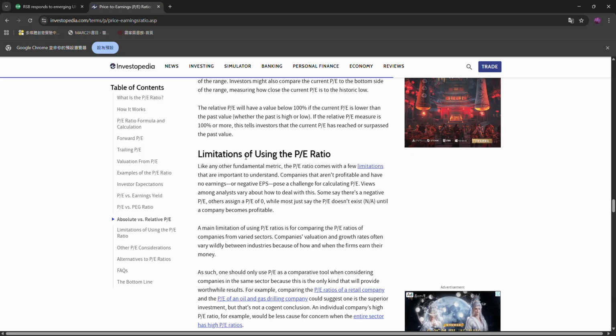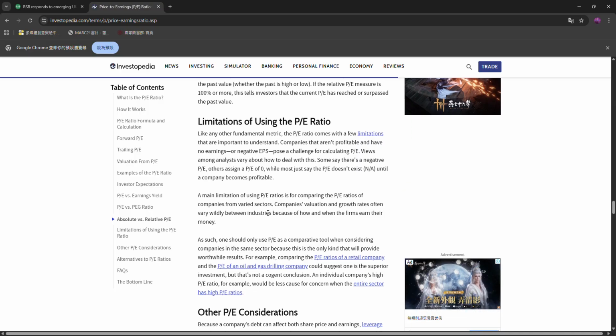Limitations of using the PE ratio. Like any other fundamental metric, the PE ratio comes with a few limitations that are important to understand. Companies that have no earnings, or negative EPS, pose a challenge for calculating PE. Analysts vary about how to deal with this. Some say there's a negative PE, others assign a PE of 0. Most just say the PE doesn't exist until a company becomes profitable.